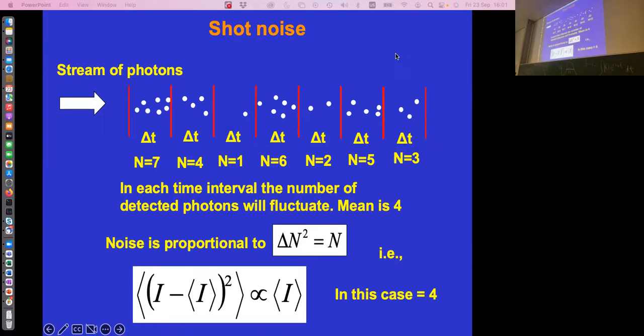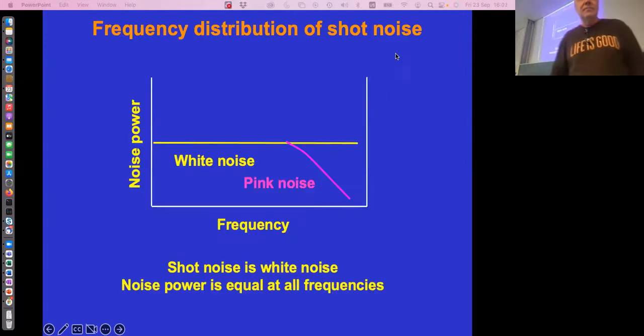And now I can calculate the variance, that is the actual number measured in a time slice minus the mean, and that is 4 here, and I square that. When I do that, that is proportional to the intensity itself. So the shot noise is proportional to delta n squared. And this is the expression for delta n squared: delta n squared is equal to n. So what we have found now is an expression for the strength of this shot noise. Delta n squared is equal to n, where n is the mean number of photons.